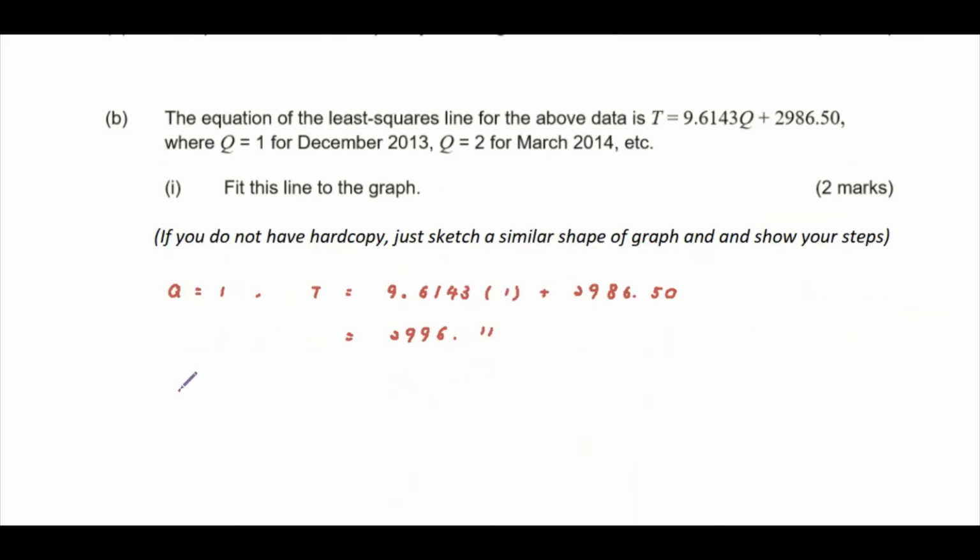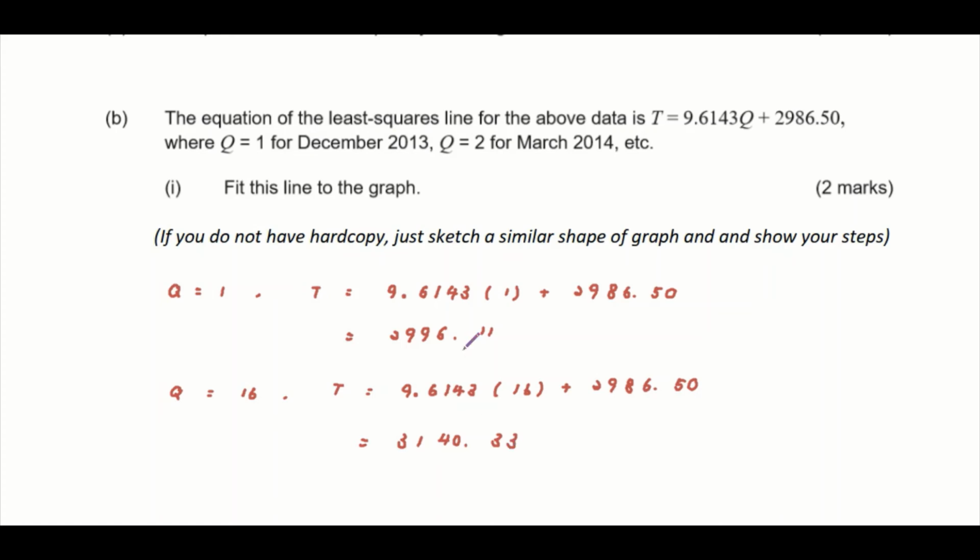So we will try to substitute Q equals 16. So when T equals 9.6143, now substitute 16. From here, we'll be able to get our answer, multiply 16, and it will be equal to 3140.33. So when we are plotting the graph, we'll be using these two reference points.